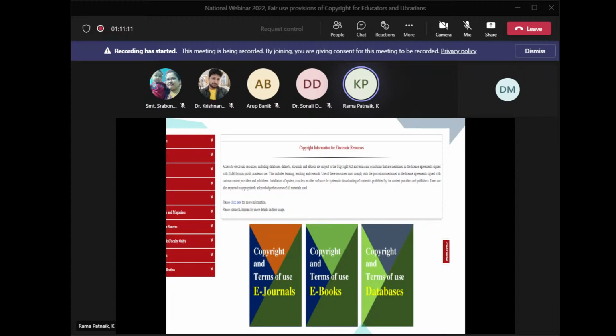We have created one for our e-journals, e-books and e-databases. This is shared with the faculty, so whenever they are using any digital content, these guidelines are pretty clear about the intended use, whether it is for private study, course packs, distributing in the classroom, any of that. Whatever use is enshrined in those contracts, we have reproduced that and created a kind of ready reckoner table.